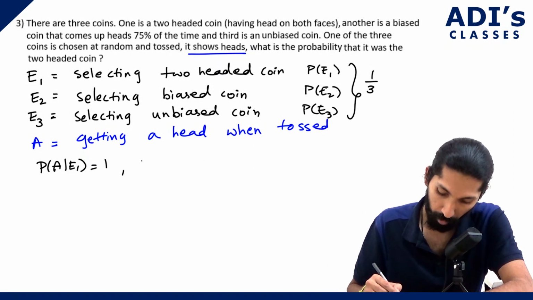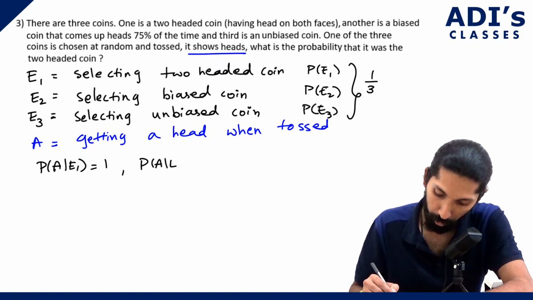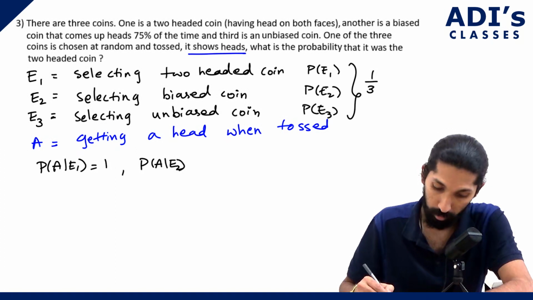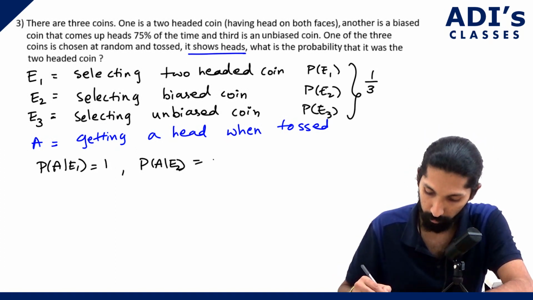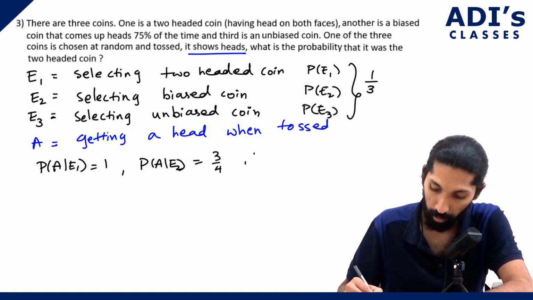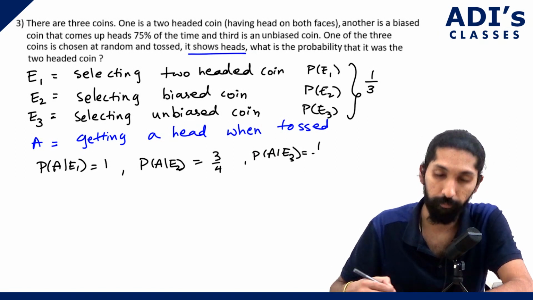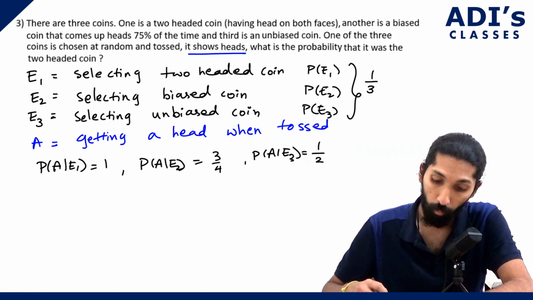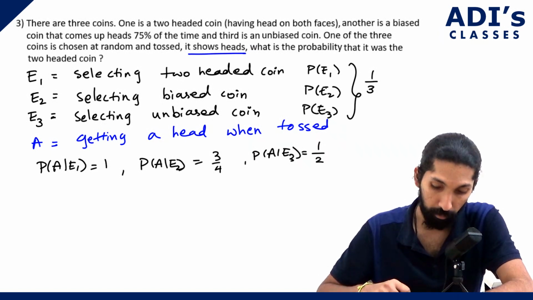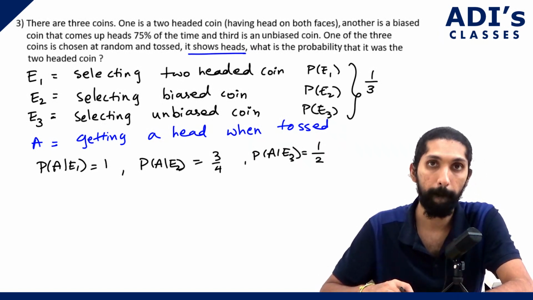Next, P of A given E2. There is a 75% chance that you will get a head. That's 3 by 4. And P of A given E3, 50%, which is half. Unbiased, right? 50%. Now, what is the question? Find the probability that it was the two-headed coin, right?